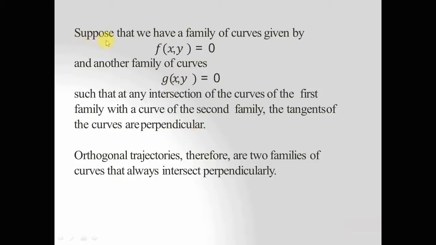Now suppose that we have a family of curves given by the function f. F is a function of x and y. So suppose we have a family of curves given by f(x,y) = 0, and another family of curves as g(x,y) = 0, such that at any intersection of the curves of the first family with a curve of the second family, the tangents of the curves are perpendicular. Orthogonal trajectories, therefore, are two families of curves that always intersect perpendicularly.